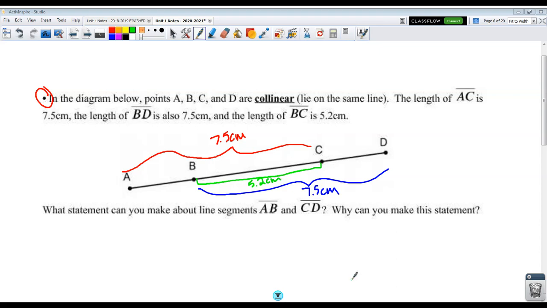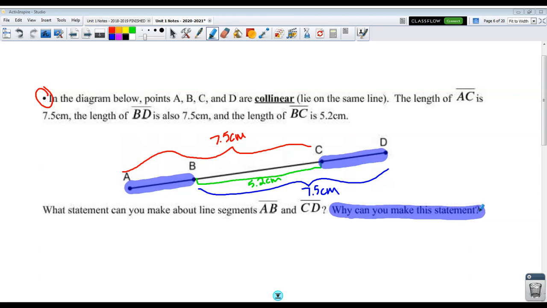So looking at that information, what statement can you make about line segments AB and CD? And why can you make this statement? There are a couple of interesting things happening here. You probably have an idea of what the answer is going to be, but the key thing here is I want you to think about this word why.